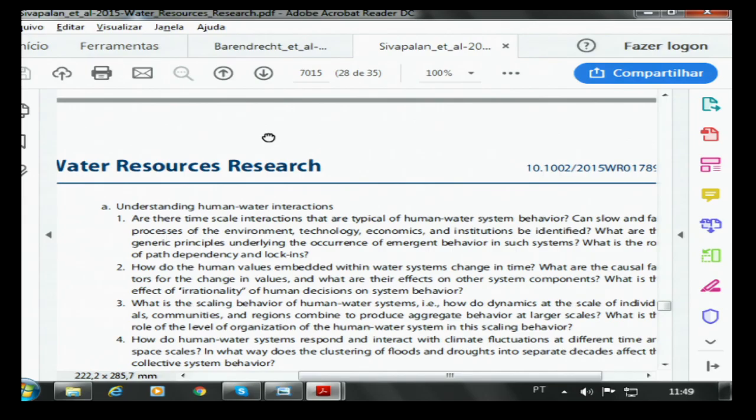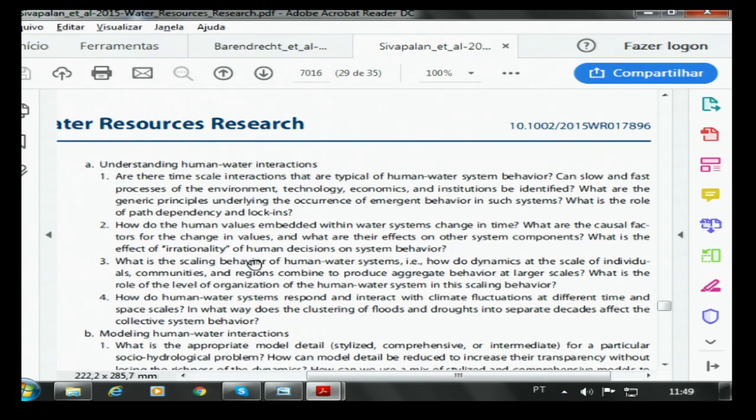1, 2, 3, 4, other timescale interactions, etc. So if anybody's looking for a PhD with Mario, here are potential questions for PhD studies, right? I'll read the first one, and you can read the others.